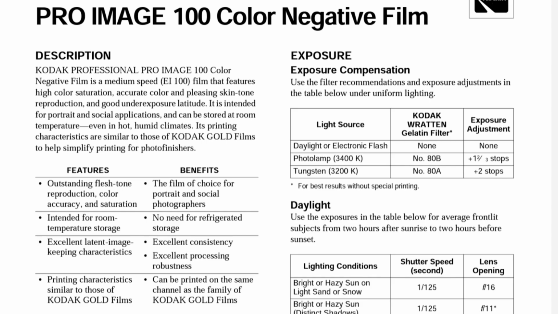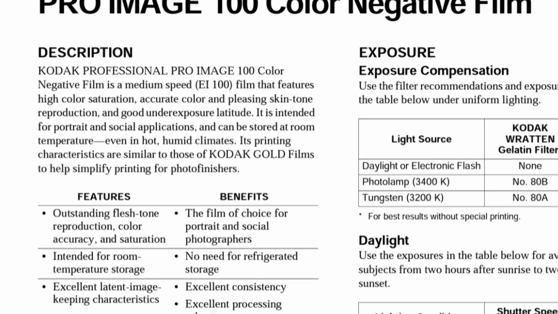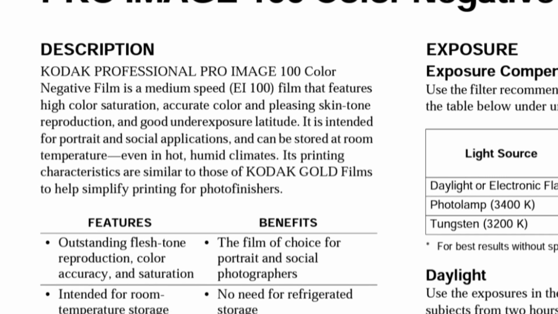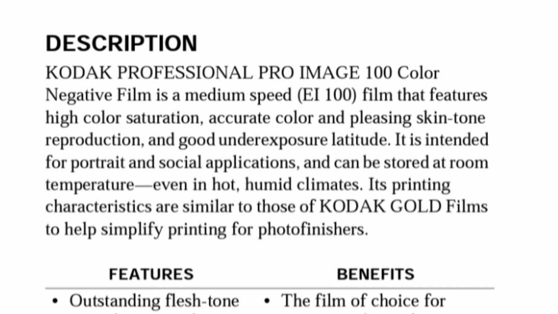According to Kodak, it features high colour saturation, accurate colour and pleasing skin tone reproduction. It has a good underexposure latitude, it is intended for portrait and social applications and can be stored at room temperature even in hot, humid climates. Kodak also call this film a medium speed, which perhaps shows the film's age because 100 ISO film today is not considered medium speed at all.